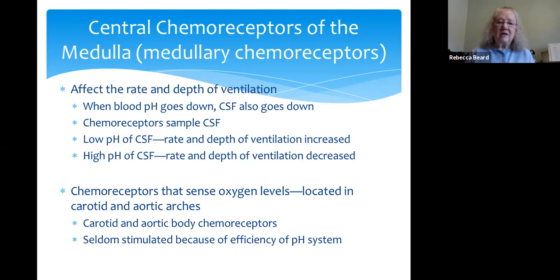So it's the chemoreceptors that are testing the CSF that are going to determine if you need to breathe more or breathe less. There are also chemoreceptors that sense oxygen levels.